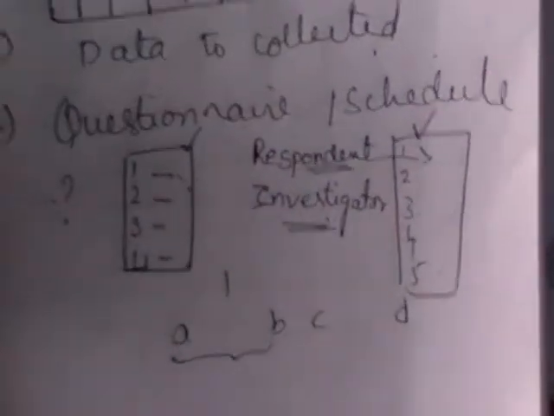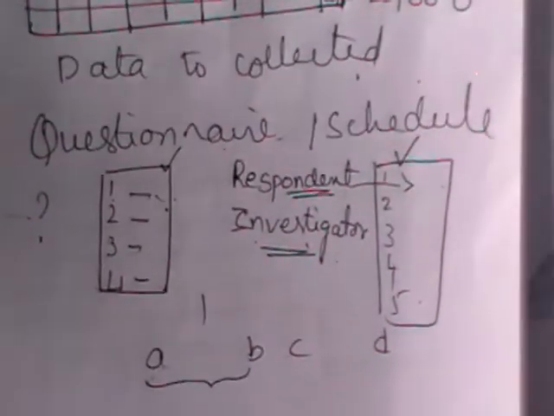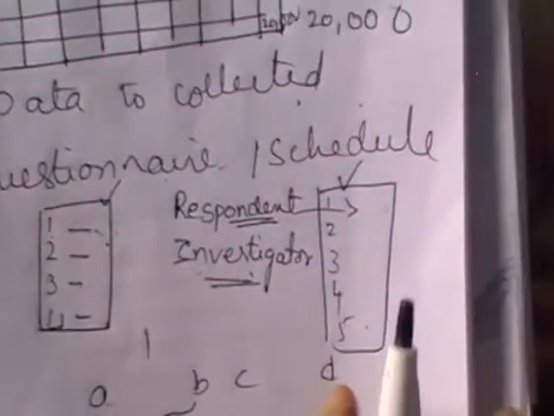The questions should not be too long. There should be no ambiguity in the options given. This is the 4th step. In the 5th step, how to collect the information.